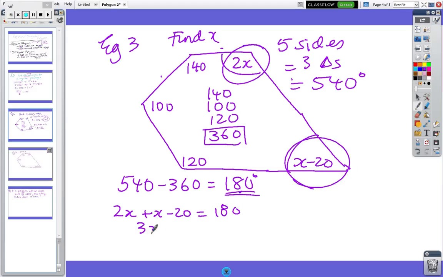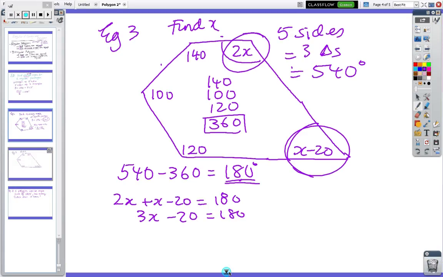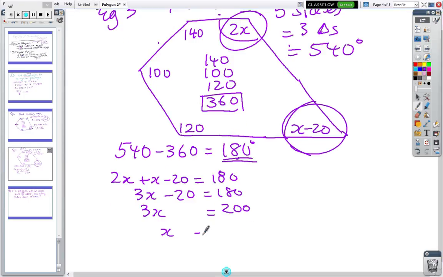So I've got 3x minus 20 equals 180, because I can add the x's together, and then I add 20 to both sides, and then I just divide by 3. Now that doesn't equal a nice number. It's 66 2/3, but that's the answer. x equals 200 on 3. So you don't have to have all the angles, but you do have relationships. If 2 angles are missing, they'll both have x's or something in them. Okay, copy that and come across.